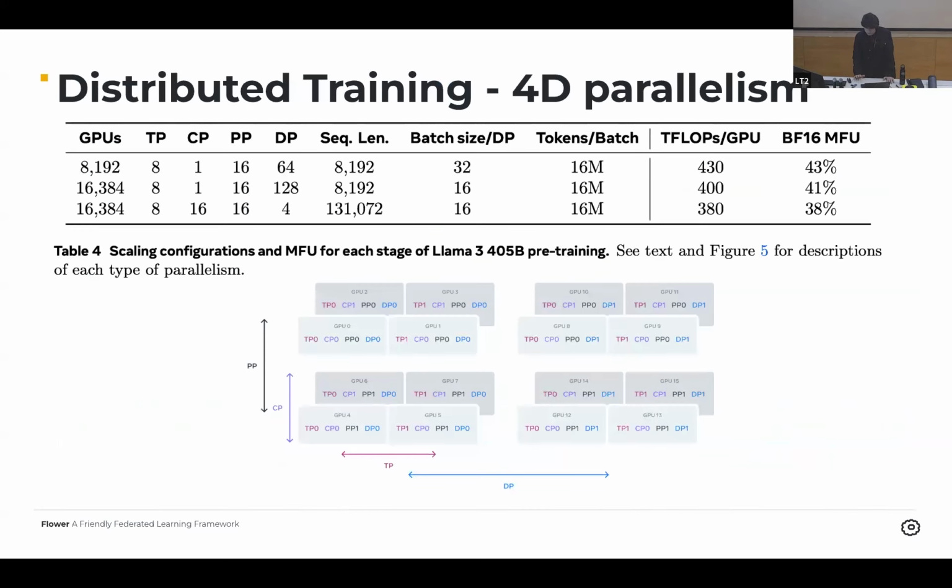Now, going into a bit more detail on the distributed training, because it is the part that we address the most directly. The current training paradigm heavily relies on 4D parallelism. 4D parallelism just refers to the way that you split the training of the model across different workers and how you split the training data.